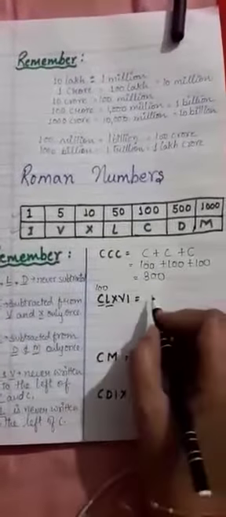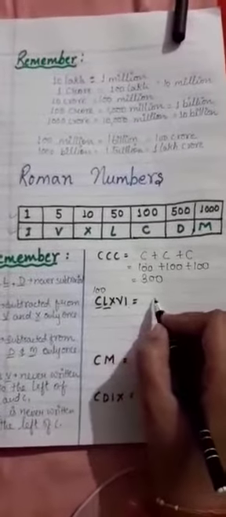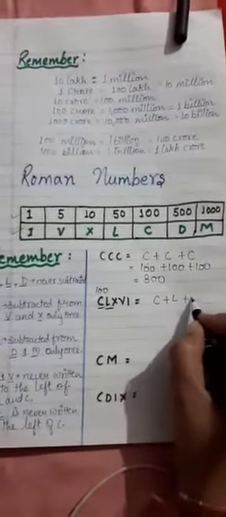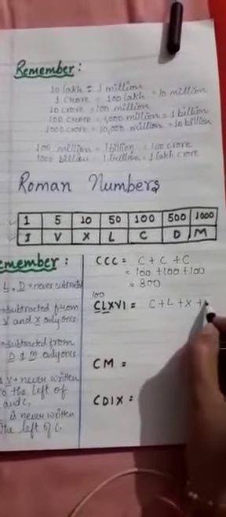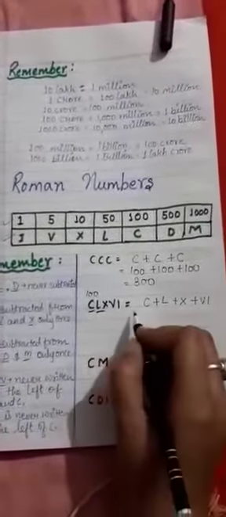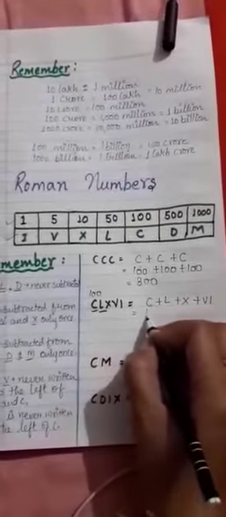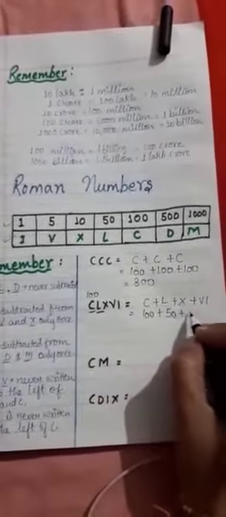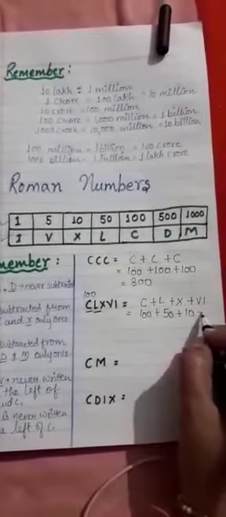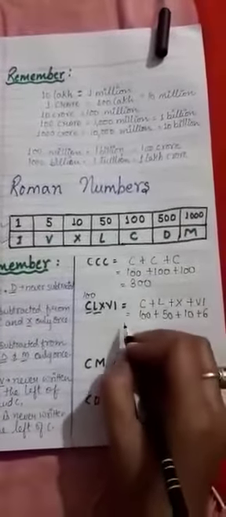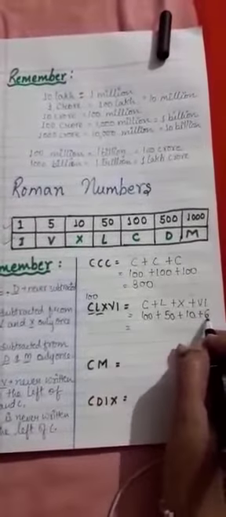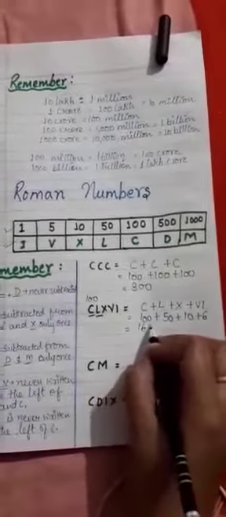That means you will write in expanded form: C plus L plus X plus VI. Now C you know is 100, L is 50, X is 10 and VI is 6. Now you can add it: 150, 160 and 166.